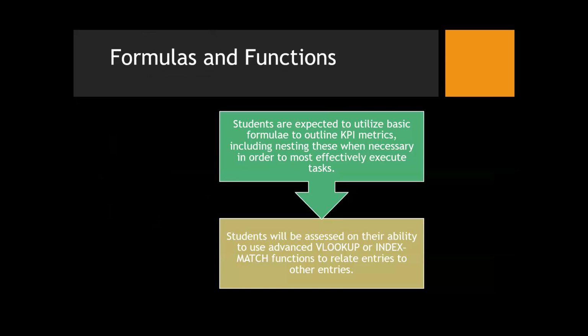Next we have formulas and functions, which are basic Excel tools that can be used to outline KPI metrics by finding sums, averages, and then more advanced stuff like VLOOKUP and index match to find entries based on their relation to each other. Students will be expected to have an understanding of both advanced and basic functions and formulae.